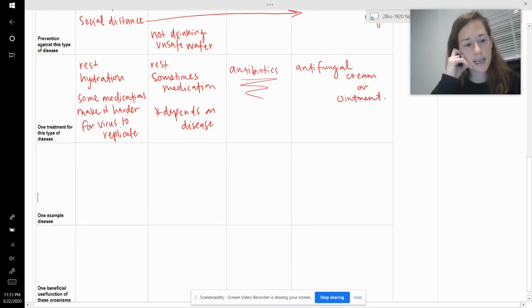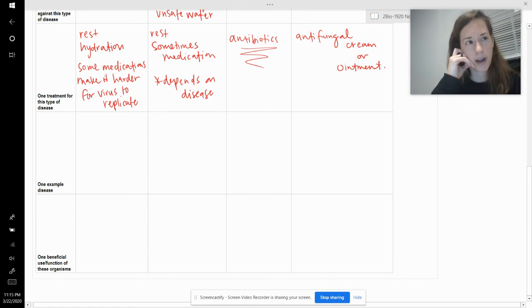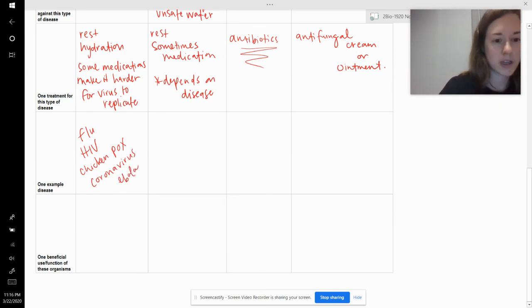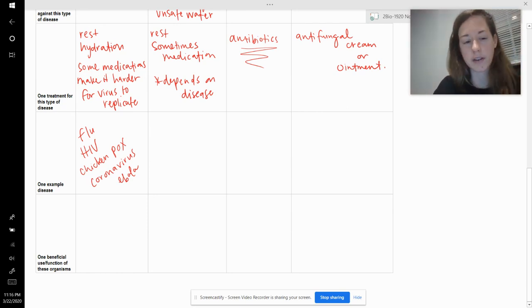All right. Example diseases for viruses: we talked about HIV, we talked about chickenpox. Any of the viruses that you guys researched on your slides, obviously those are viruses. Coronavirus is a virus. Ebola. There are lots and lots. You can definitely be right and not have an answer that's in this box.